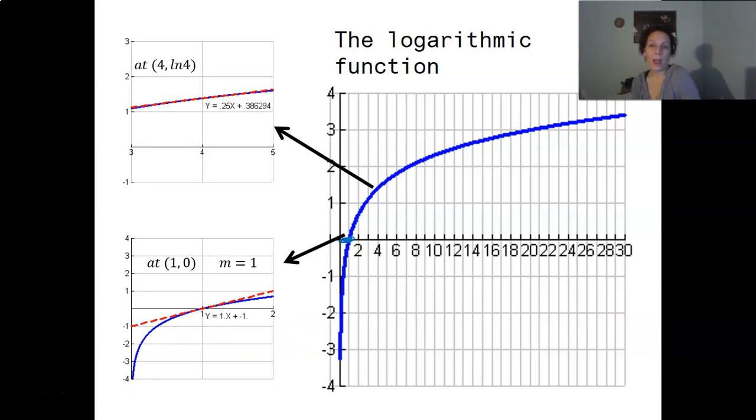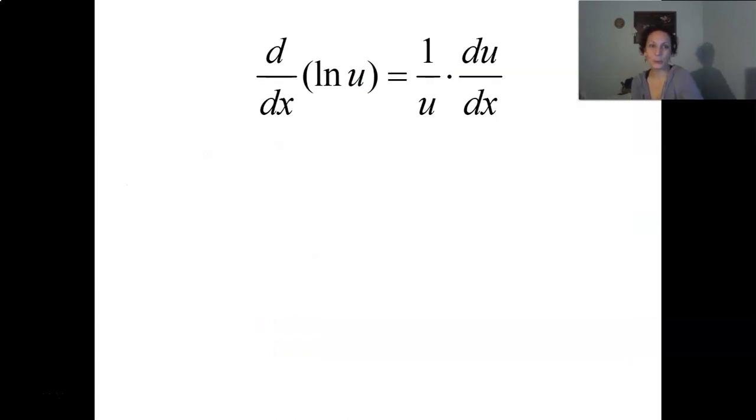At the point 4, ln of 4, if we zoom in and we take a look at the tangent line, the slope of that tangent line is 1/4. You see what's going on now? Thought you might.